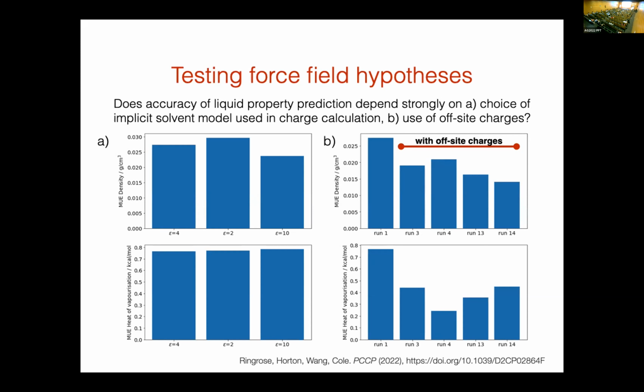If we look on the right-hand side, we've tested whether the use of these off-site charges make a difference, and indeed they do. You don't need to know what the difference between all these different runs were, but the one on the left did not use virtual sites, and all the four on the right did use these off-site charges. So we can improve the accuracy in those cases. So we can go to Open Force Field, for example, and say, hey, virtual sites improve accuracy, put them in your force field model.